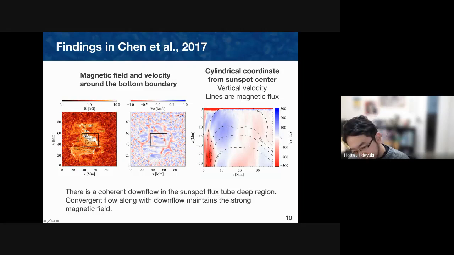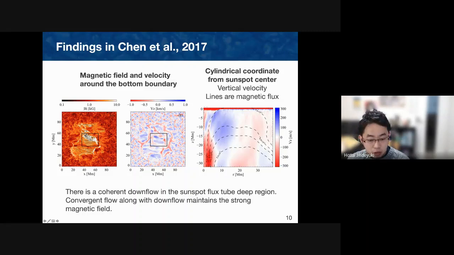So in the cylindrical coordinate, here they have the sunspot, and this dashed line shows the magnetic flux, and the sunspot is something right here, like that. They found that at the bottom boundary, they see a very coherent downflow, and the downflow continues all throughout the sunspot structure. This is a finding of Fenchan's calculation.